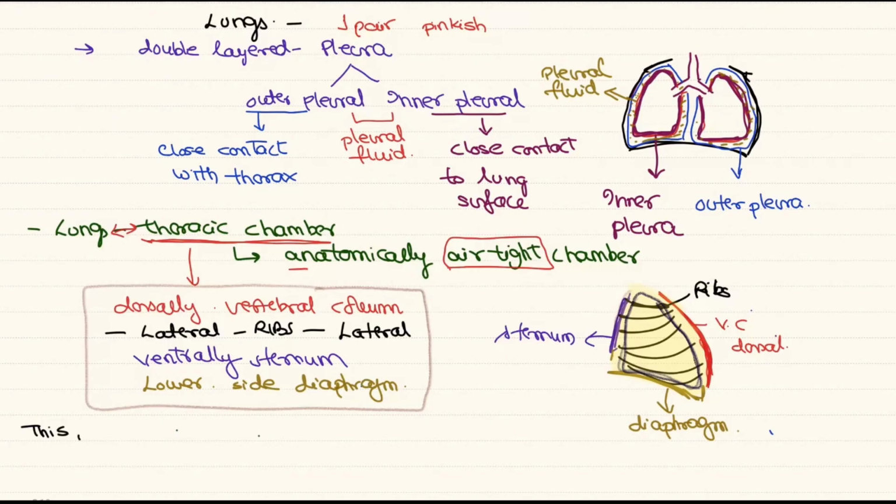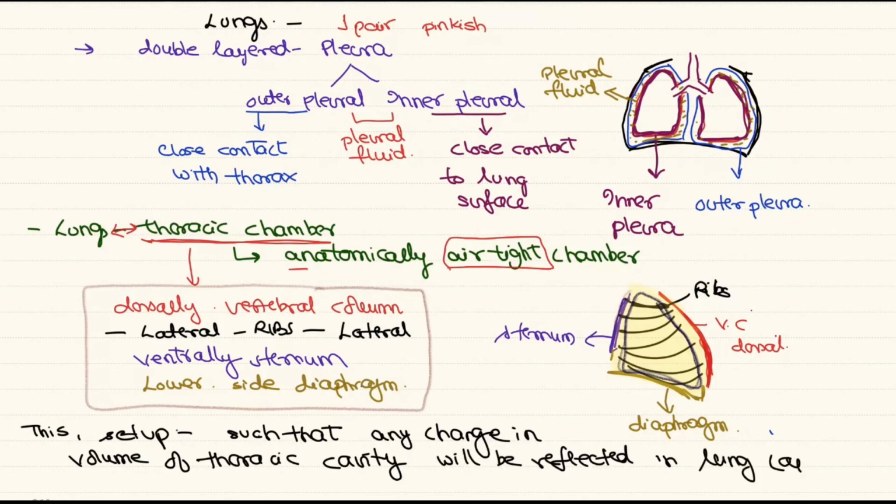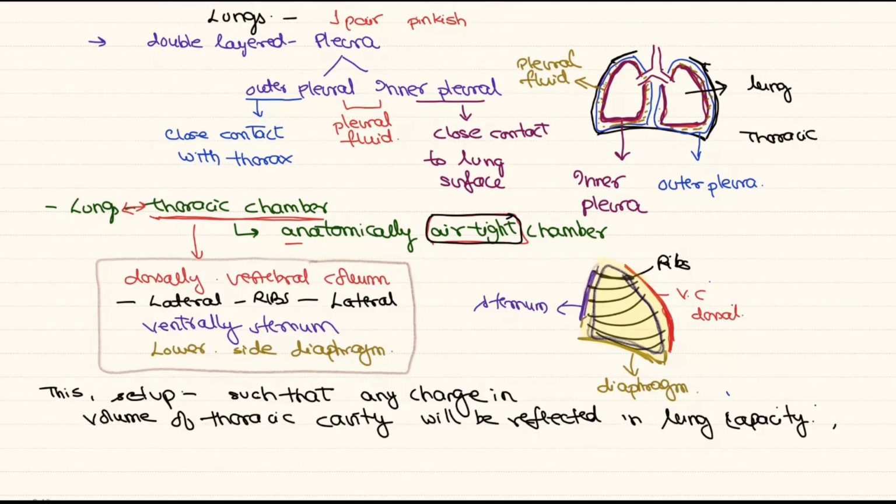Now, what do you mean by this? This type of setup is such that any change in the volume of the thoracic cavity will be reflected in the lung capacity or the pulmonary capacity. Thus, if you want to change the volume of the lung, we have to change the volume of the thoracic region, because the lungs and thorax are in airtight chamber conditions. Now, why do we have such an anatomical setup? Because we cannot directly alter the pulmonary volume.